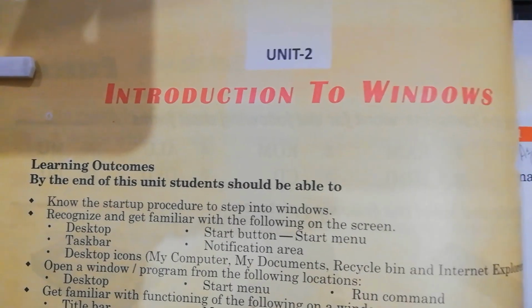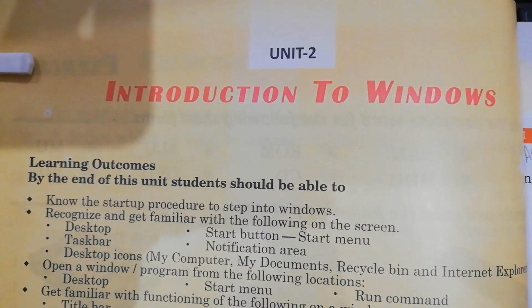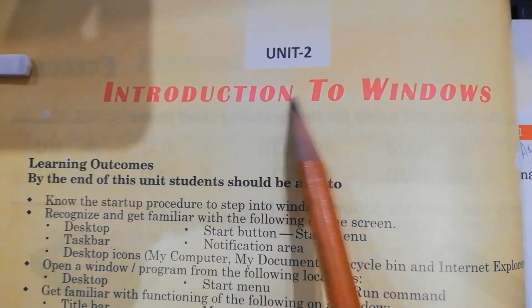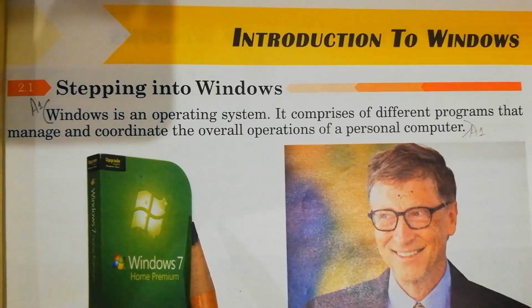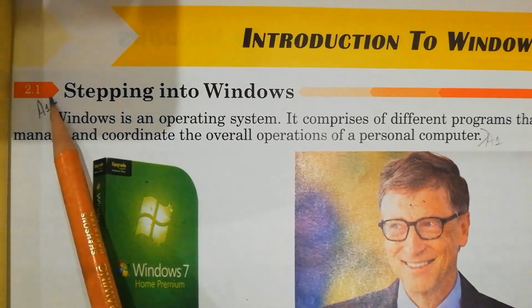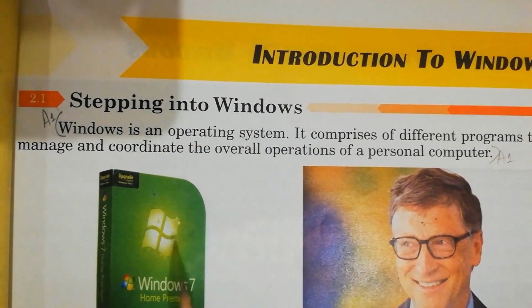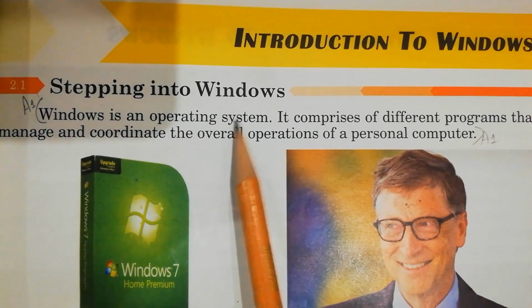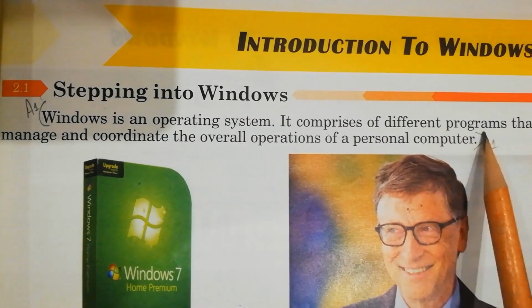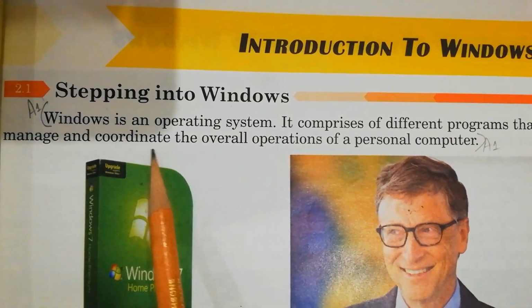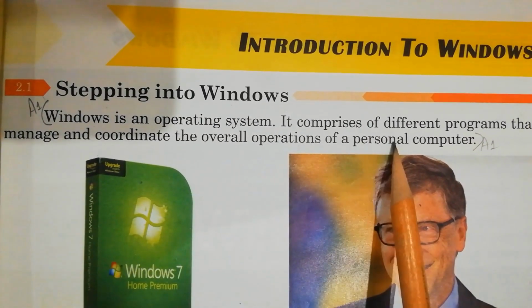Subject computer science. Today we are going to start revision of unit number 2, introduction to Windows. Topic 2.1, it's on page number 33, stepping into Windows. Windows is an operating system. It comprises different programs that manage and coordinate the overall operations of a personal computer.